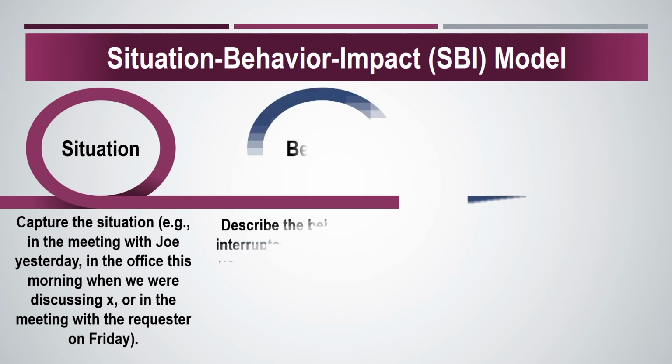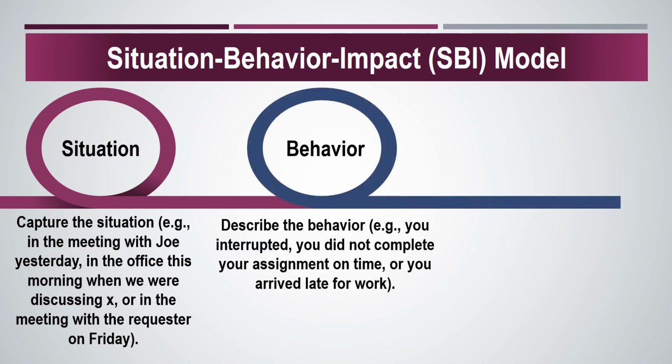Then the behavior, how you performed or how the other person performed. Describe the behavior of an individual, how it has happened. Example, you interrupted, you did not complete the assignment on time, or you arrived late for work. This is the behavior of an individual.